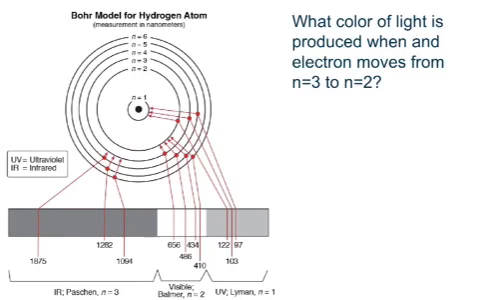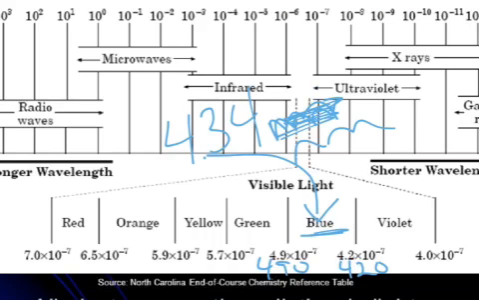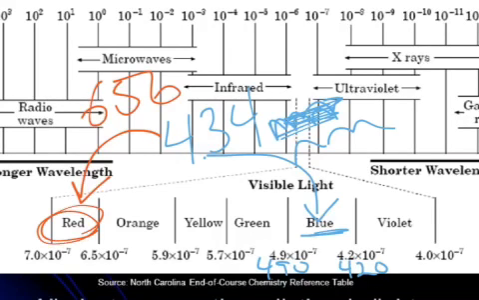So our last example, if we have a photon that goes from 3 to 2, okay, that's going to be this one, which is 656. So if I check my reference sheet, okay, 656 falls right here in between 650 and 700, so that means it's going to be red light.